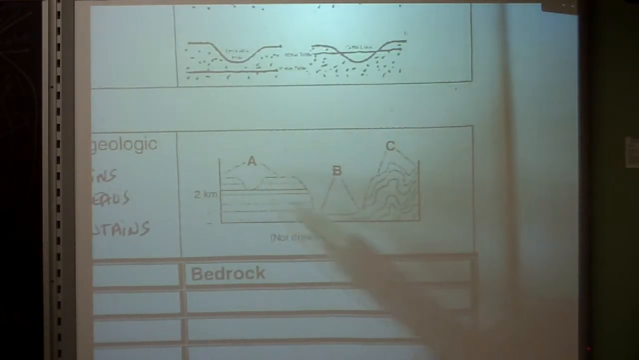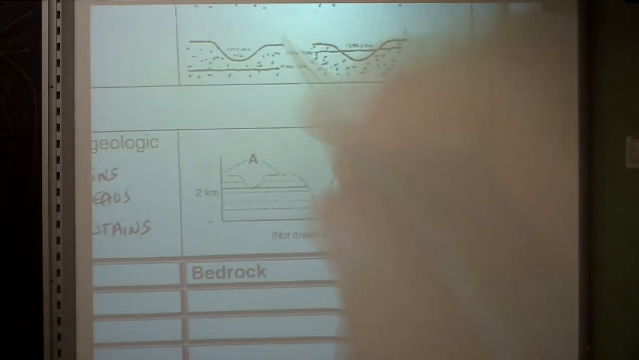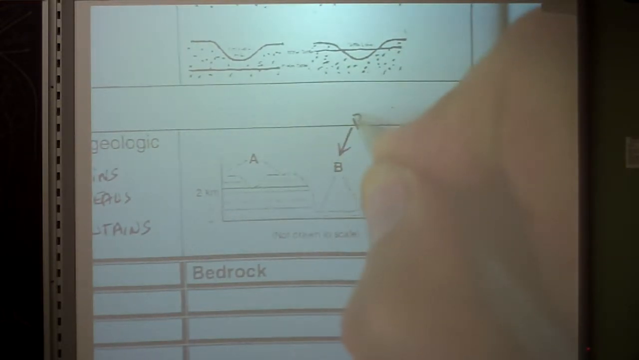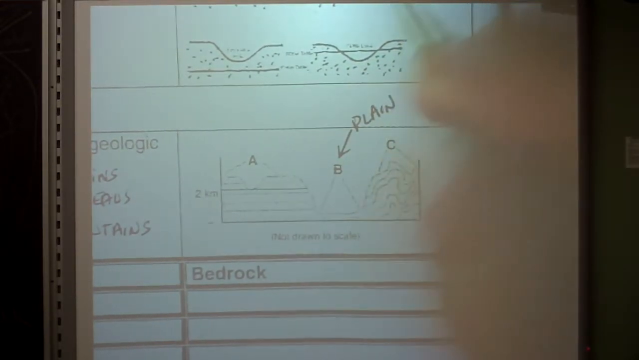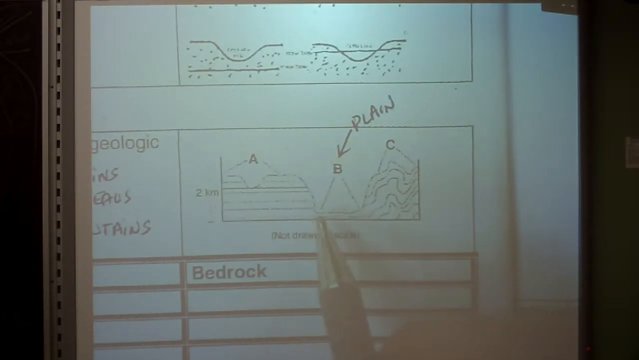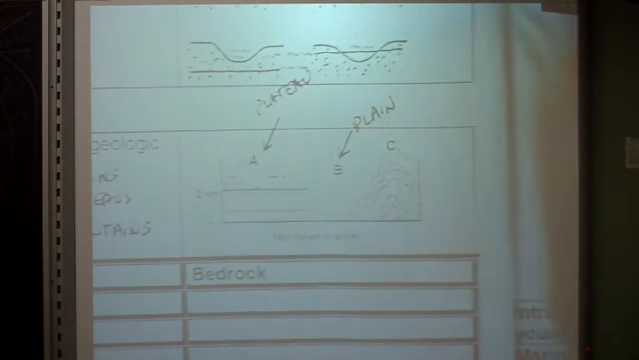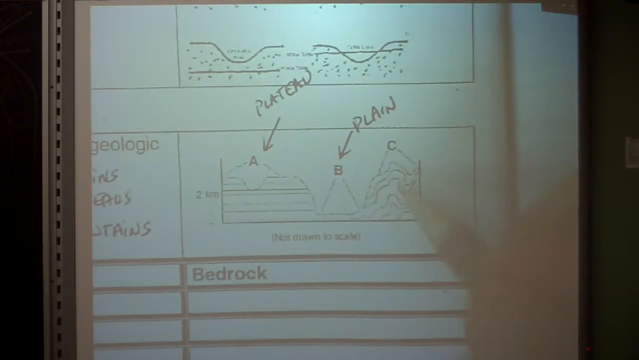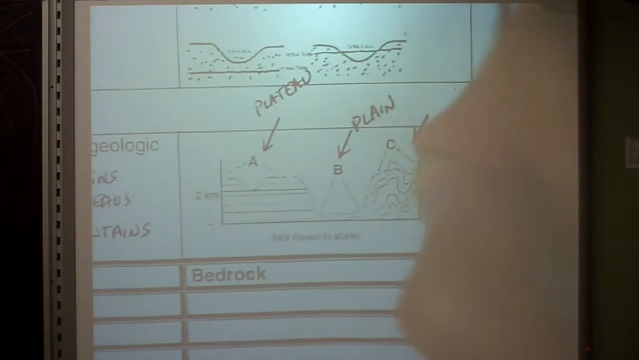You see how this is low level. This would be your plain. The rocks are flat. They're horizontal. Horizontal rocks that have been pushed up create a plateau. Those horizontal rocks are your sedimentary rocks. And over here we can see folding happening. Metamorphic rock. So that's going to be our mountain.